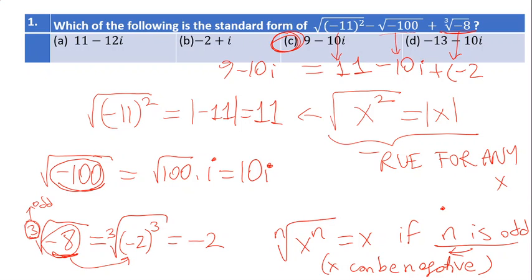So be careful about this, okay? These are the rules. If you have a negative number under the square root, there should always be i, and if there is an odd index, it accepts a negative number, and the answer will be a negative real number, not i.